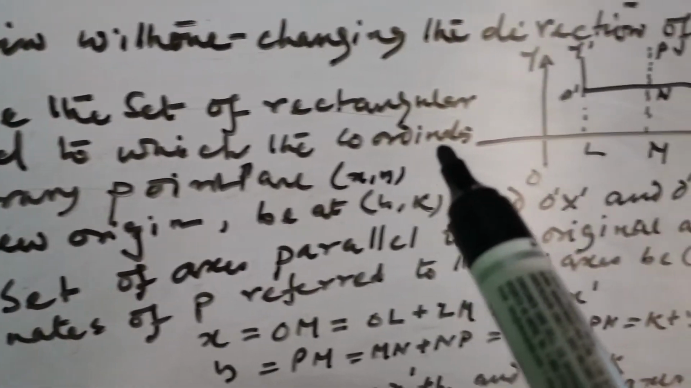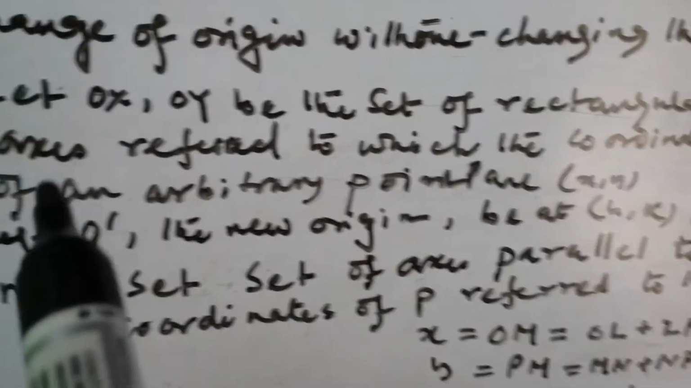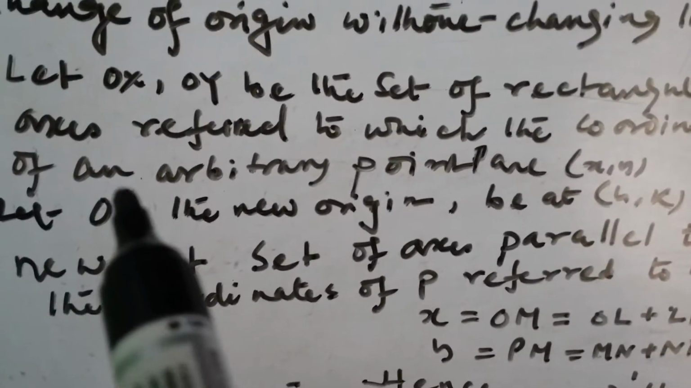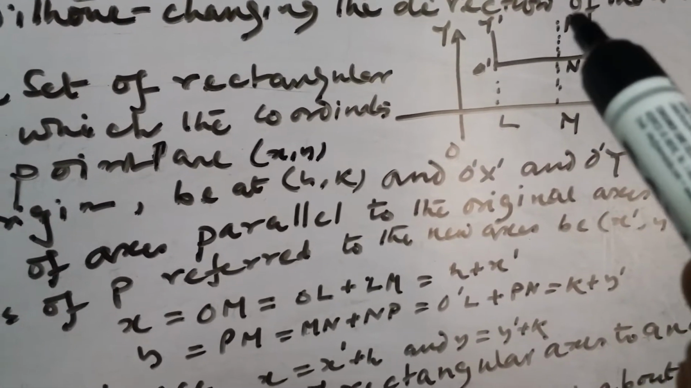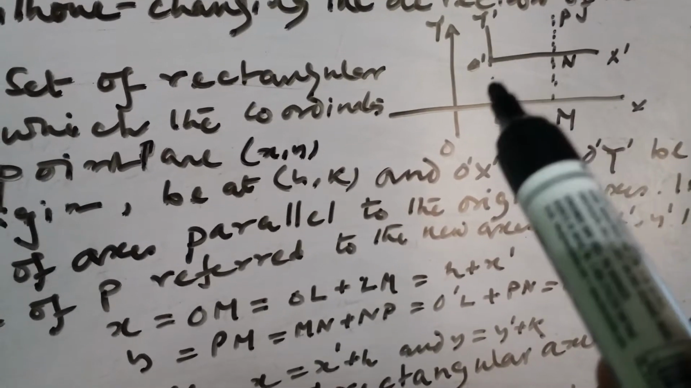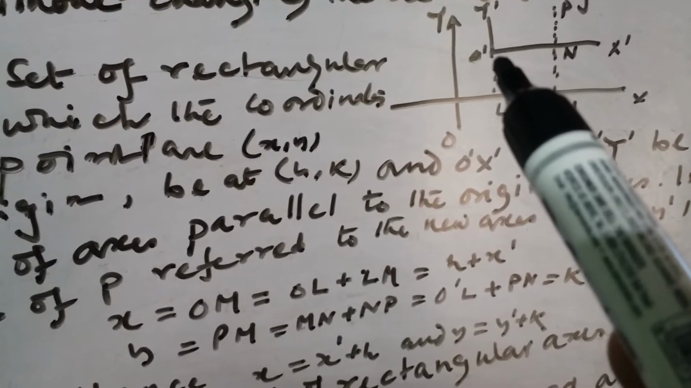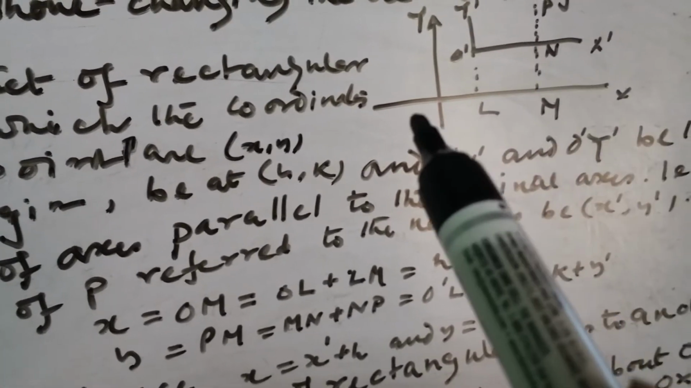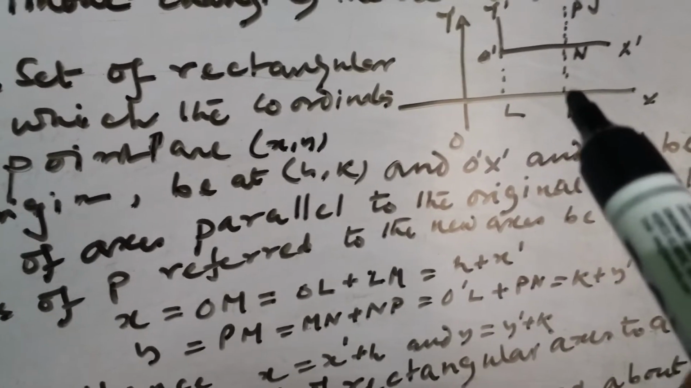So let OX, OY be the set of rectangular axes referred to which the coordinates of an arbitrary point are x, y. Here P is (x, y). Let us suppose the coordinates of O dash are (h, k). So this is h, and OM is equal to x. So x is equal to OL plus LM.